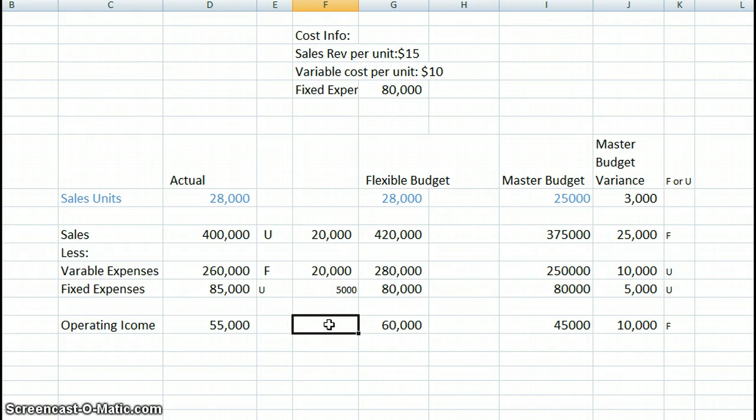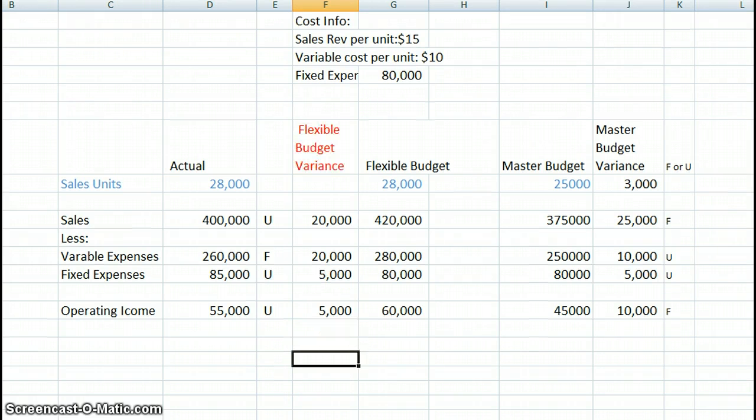Looking at our operating income, it was expected to be 60,000, but we came in at 55,000, so we had a 5,000 variance in operating income, and the variance is unfavorable because it's less than what we expected. The variances that we calculated are called flexible budget variance, and the flexible budget variance is the difference between your flexible budget and your actual numbers.